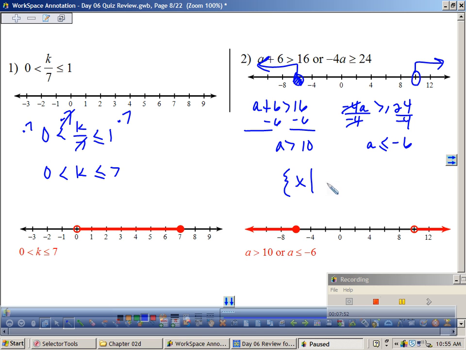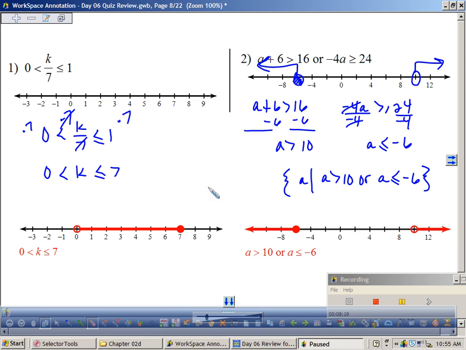So we're talking about a such that a is greater than 10, or, Levi, you asked me and I'm showing you, or a is less than or equal to negative 6. That's how you would write it formally. You don't put it in between unless it's and. On the test it's going to ask for that. I wouldn't make a big deal about it.